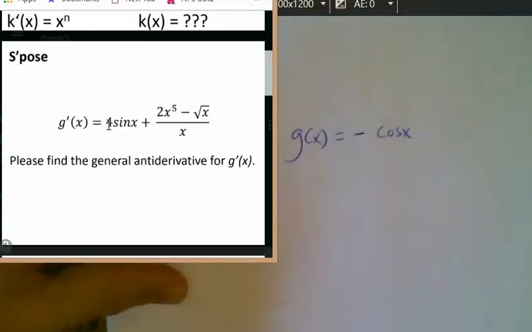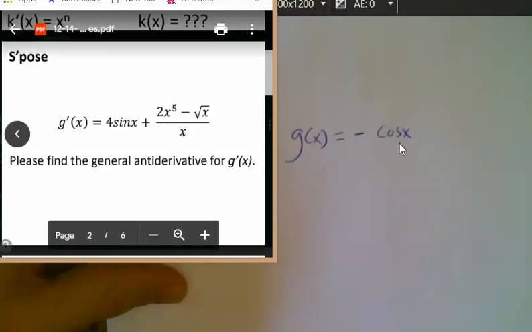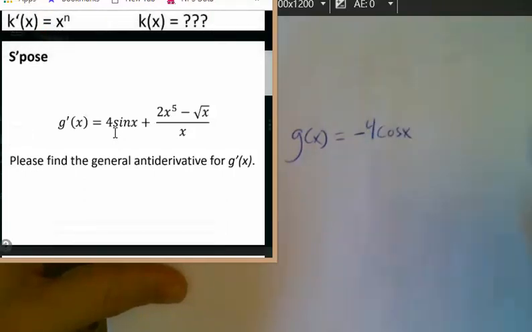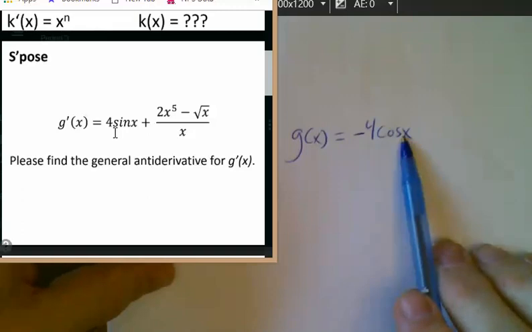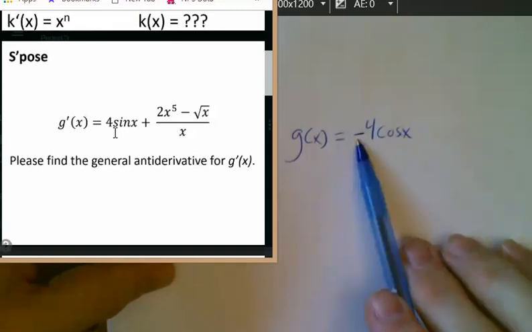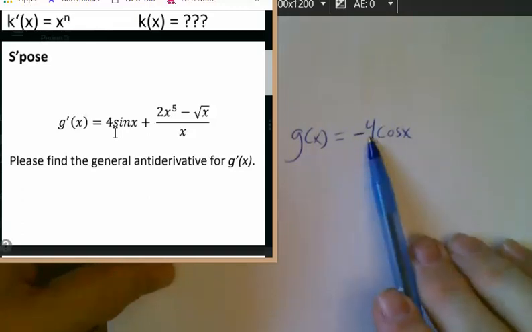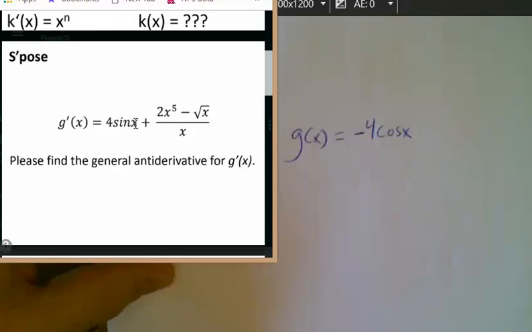What about the 4? Do we divide by 4 here? Nope, this is just a constant multiple. It's kind of coming along for the ride. Again, if you're not sure, take a quick derivative. Cosine, the derivative is negative sine. Negative times negative is positive. 4 is just 4, and that's the original derivative here, 4 sine of x.